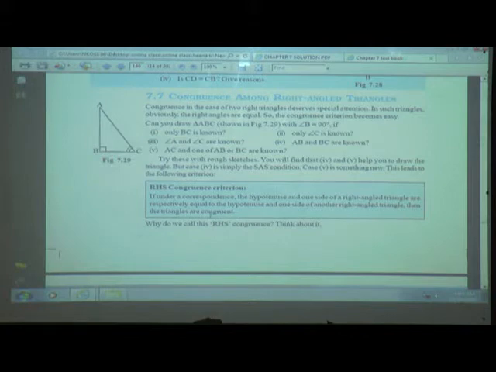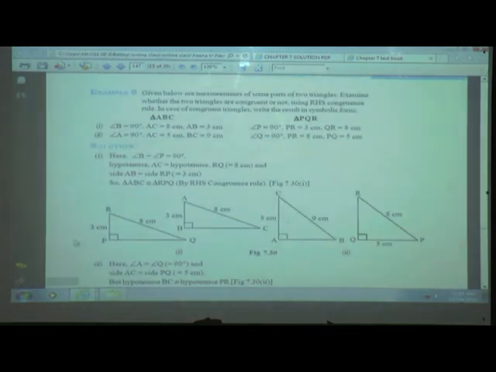The word hypotenuse, we had learned in the Pythagoras theorem. So again I will repeat, if under a correspondence the hypotenuse and one side of a right angle triangle are respectively equal to the hypotenuse and one side of another right angle triangle, then the triangles are said to be congruent. This will be denoted as RHS congruency. Here we will have examples, so it will be easier for you to understand.